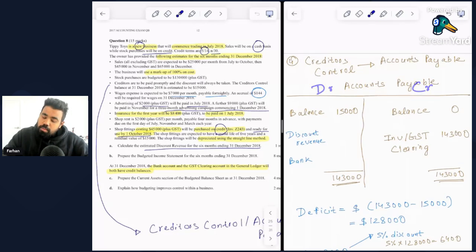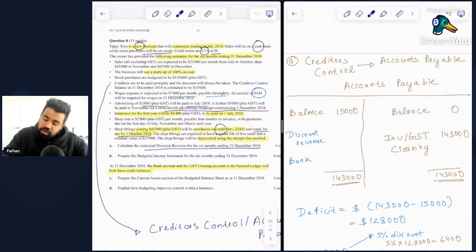So you can see the opening balance here is zero. Why is this zero? Because we started the business in July 2018 and we didn't have any accounts payable to begin with. Then you have the closing balance on the debit side of $15,000 based on the information that we're given here, that the creditors' control balance at 31 December 2018 is estimated to be $15,000.